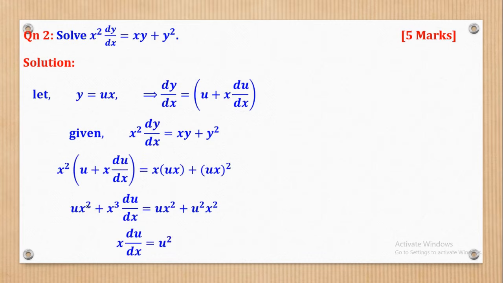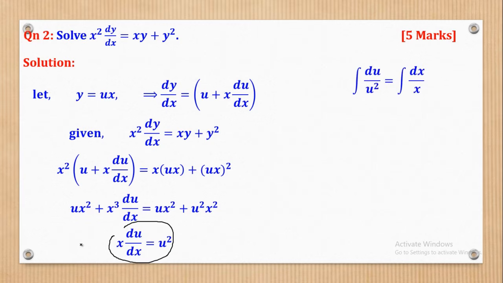Then from there you'll realize that x squared is common, so it will cancel here to remain x, but here it cancels, here it cancels. Then also after that you realize that this u also cancels, so you remain with x du/dx equal to u squared. Then now this is a separable differential equation.